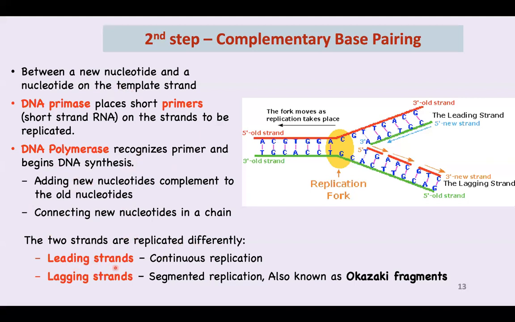The first one is the leading strand yang you nampak continuous tadi kan. The continuous one is the leading strand. While the lagging strand is segmented replication, also known as Okazaki fragment. Dia in fragments, lepas tu dia DNA polymerase akan synthesize, tapi in fragments. So last kali DNA ligase yang akan glue them together. Okay, so this is the second step, complementary base pairing.